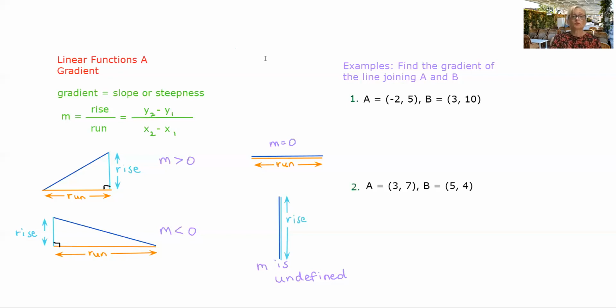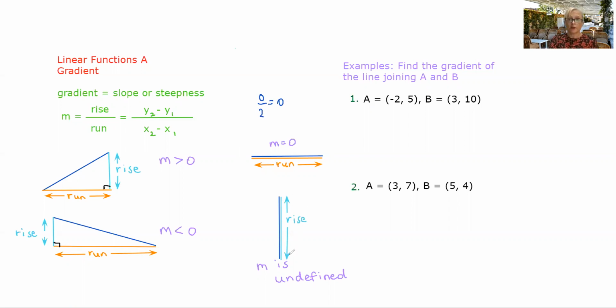We have two special cases here, and our special cases are our horizontal lines and our vertical lines. With a horizontal line, you have no rise. So when you do rise divided by run, you're getting 0 divided by something, say 2 or something, and that's always going to be 0. 0 divided by any non-zero number is going to be 0.